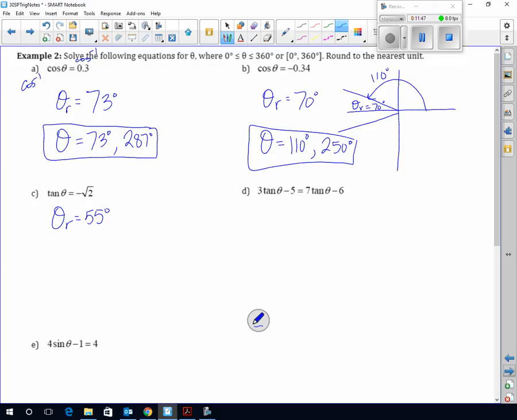So now, can you find the related angles with 55 in quadrant 2 and quadrant 4? Who can tell me the second quadrant one? Anybody? 125, very good. And 4? 305. I didn't need a calculator for that one.